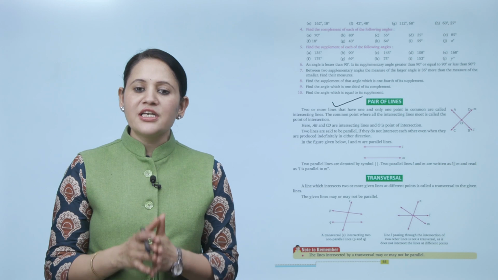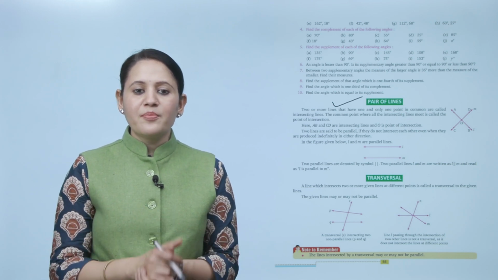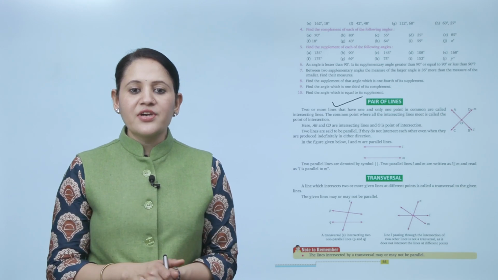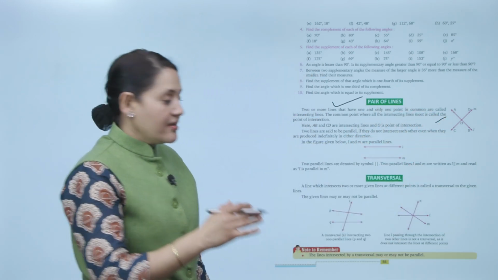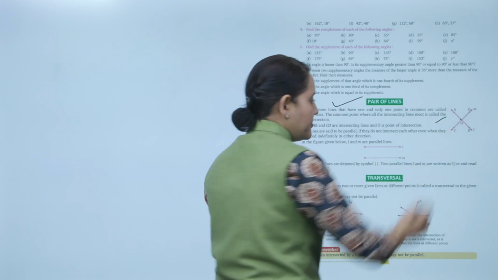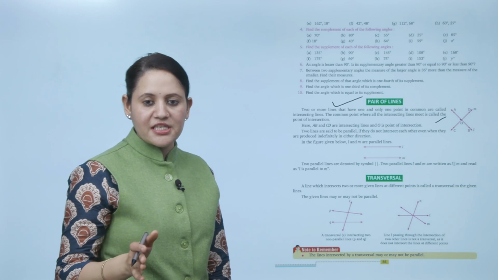Two lines are said to be parallel if they do not intersect each other even when they are produced infinitely in either direction. In the figure given below, L and M are parallel lines. So, here these are the intersecting lines, AB and CD. They intersect at point O. So, this point O is known as the point of intersection.